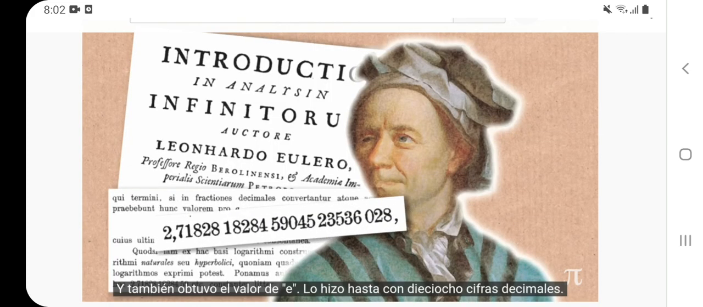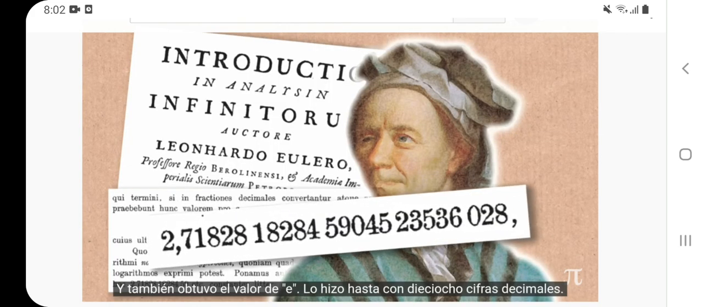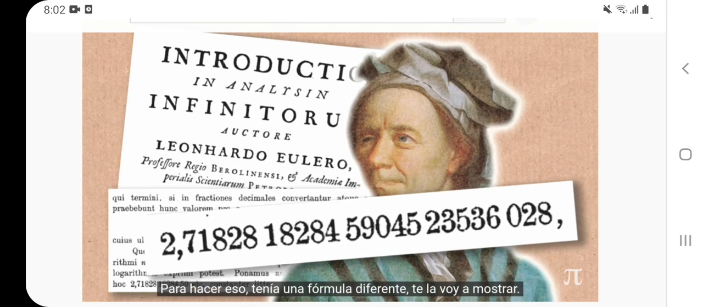And he also worked out the value for e. He did it up to 18 decimal places. To do that, he had a different formula. I'll show you that one.